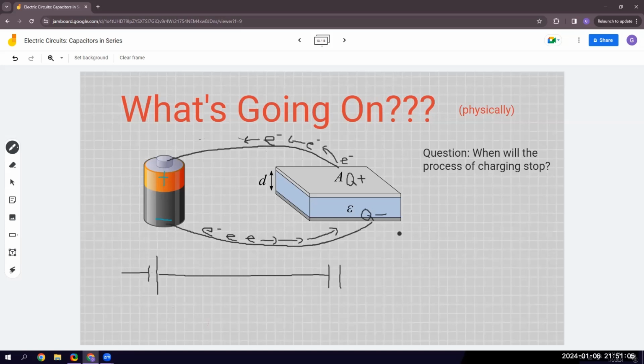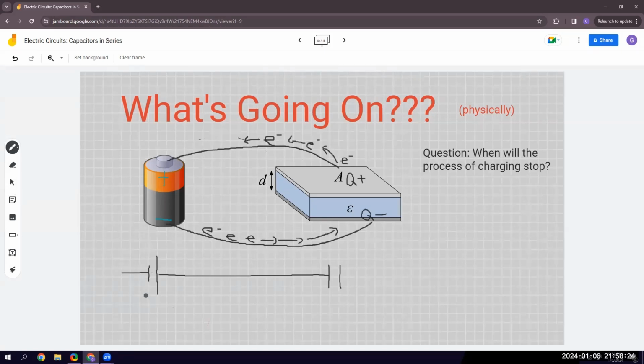Now that we have stored charge of opposite sign on either plate and they are separated from one another, there's going to be a voltage across them. There's going to be stored energy between them. And now the question is going to be, when does this charging process stop? When do the electrons stop going from the battery to the capacitor's bottom plate and from the capacitor's top plate to the battery?